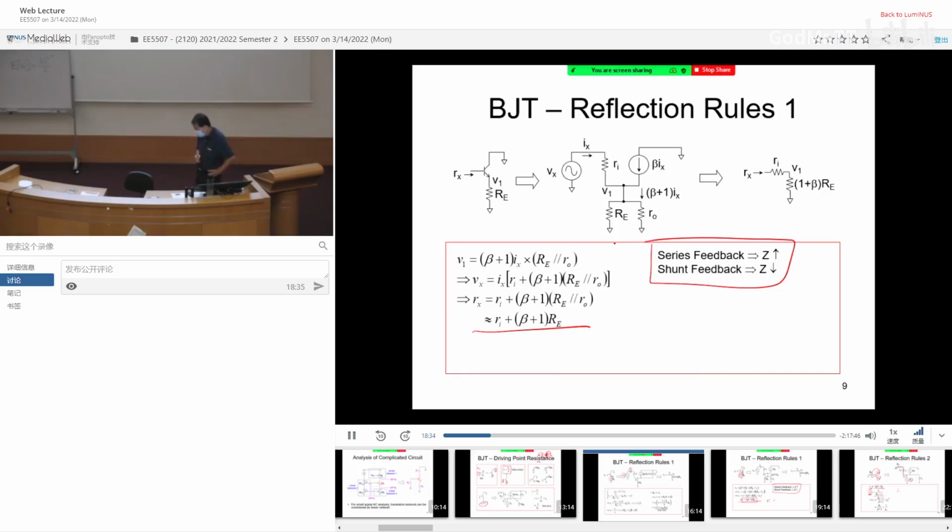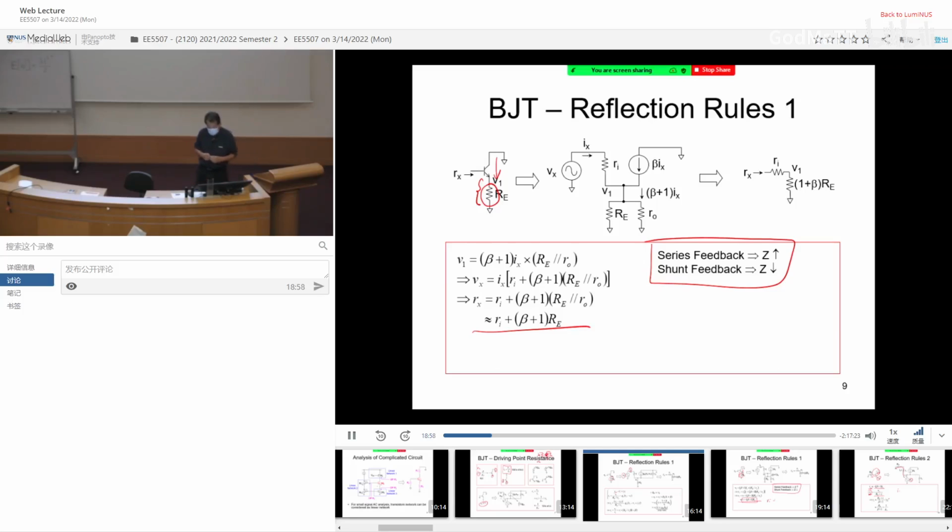Okay? We still go back to the same result here. In fact, we call this kind of circuit series feedback. Series feedback. Why? Because this is actually a feedback resistor. It tries to sample the output current. After it samples the output current, it tries to feed it back. But the way it inserts the feedback is in series with the input. So we call it series feedback.